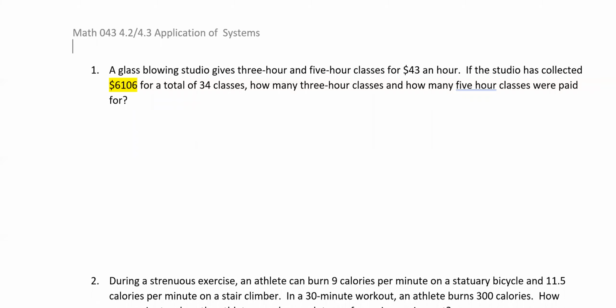A glass blowing studio gives 3-hour and 5-hour classes for $43 an hour. If the studio has collected $6,106 for a total of 34 classes, how many 3-hour classes and how many 5-hour classes were paid for? So first we should define our variables. Let X equal the number of 3-hour classes.